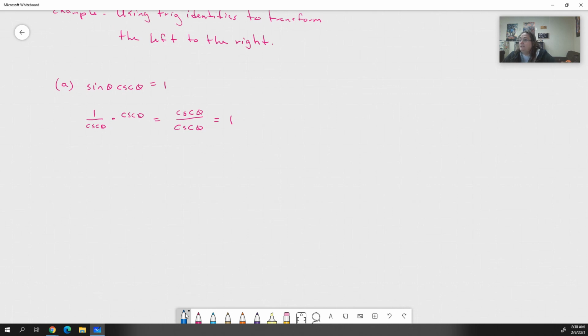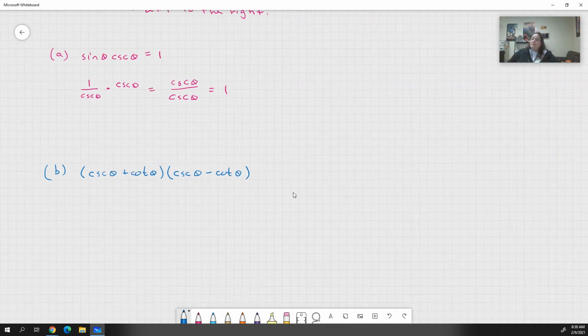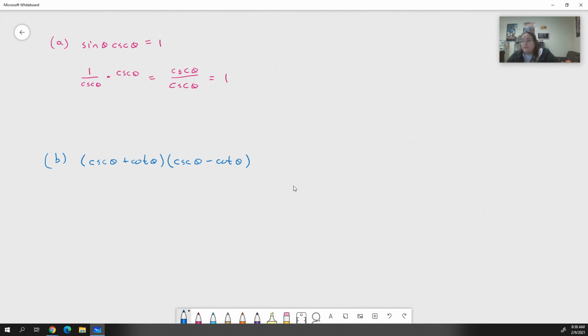What if we had cosecant of theta plus cotangent of theta times the quantity cosecant of theta minus cotangent of theta. Now, these are just binomials being multiplied to each other, just like any other binomials. So I could go ahead and just multiply those out.